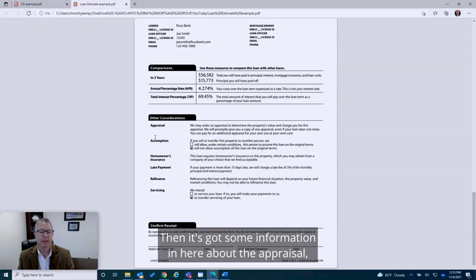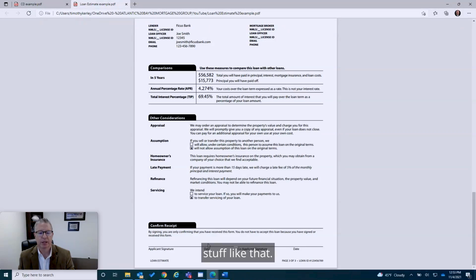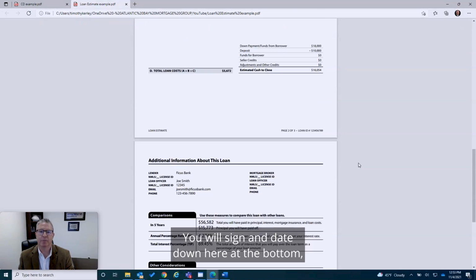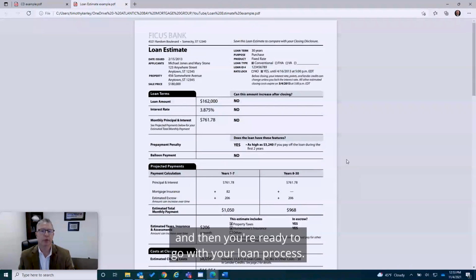And then it's got some information in here about the appraisal, whether this loan would be assumable or not, your homeowner's insurance, late payment fees, stuff like that. You will sign and date down here at the bottom, and then you're ready to go with your loan process.